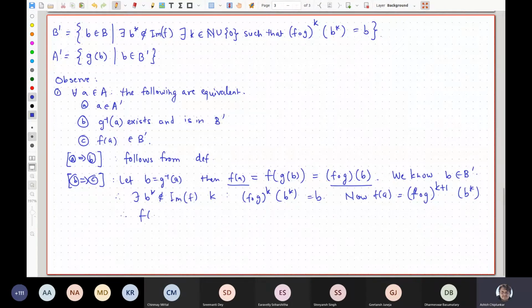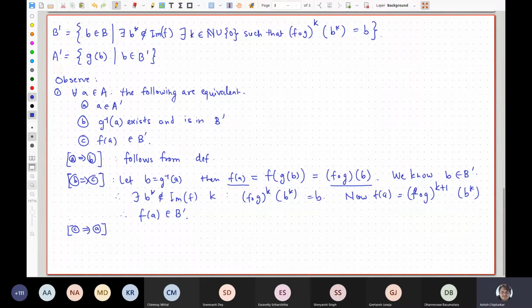Yeah, so therefore FA is in B prime. And so now what are we left to prove? C implies A, no? If we prove C implies A, then we are done. Then we have proved that all the three statements are equivalent. So how do we prove C implies A?